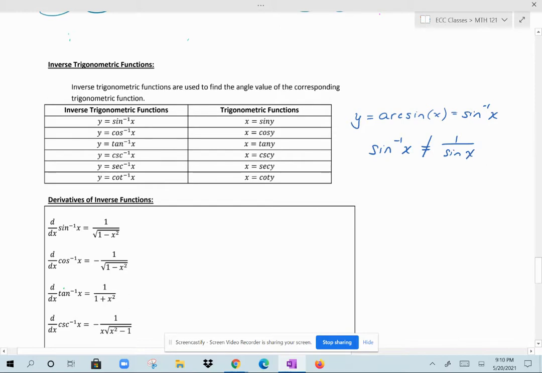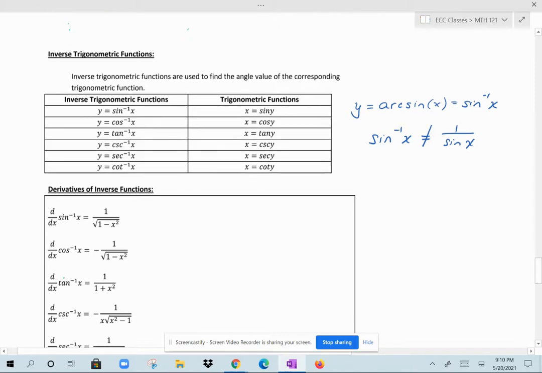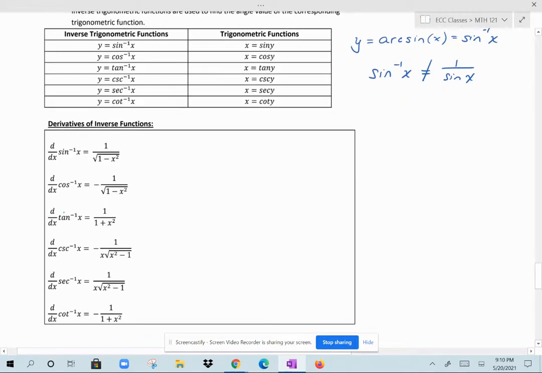So here are derivatives of our inverse trigonometric functions. The derivative of sine inverse is equal to 1 over the square root of 1 minus x squared. The derivative of cosine inverse is almost the same, except it's got a minus in front of it, so it's -1 over square root of 1 minus x squared. The derivative of tan inverse is 1 over 1 plus x squared.